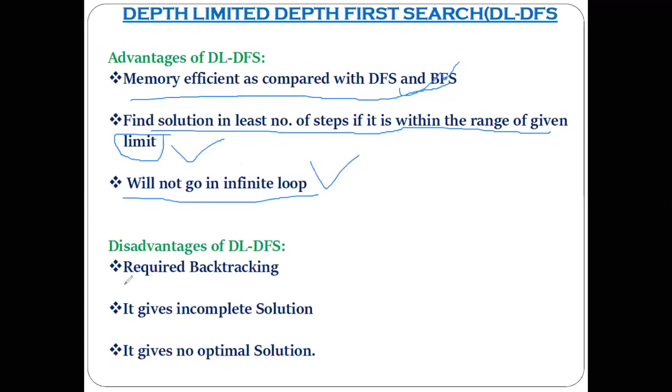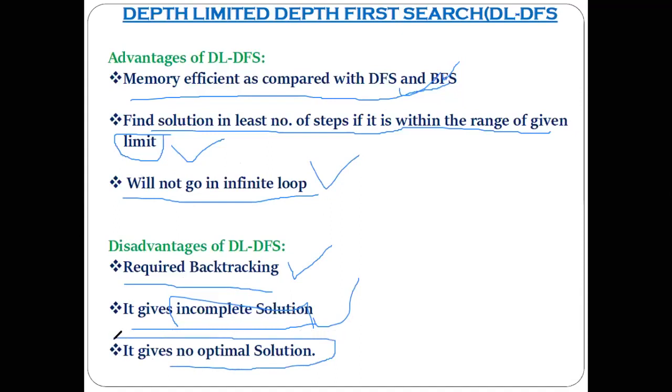Disadvantages: it definitely requires backtracking. That is one disadvantage. As we have discussed, if your goal node is out of the range of the given depth, you cannot get the solution. That's why one more disadvantage is that it is incomplete. It also will not give you the optimal solution. That property of DFS applies here similarly.